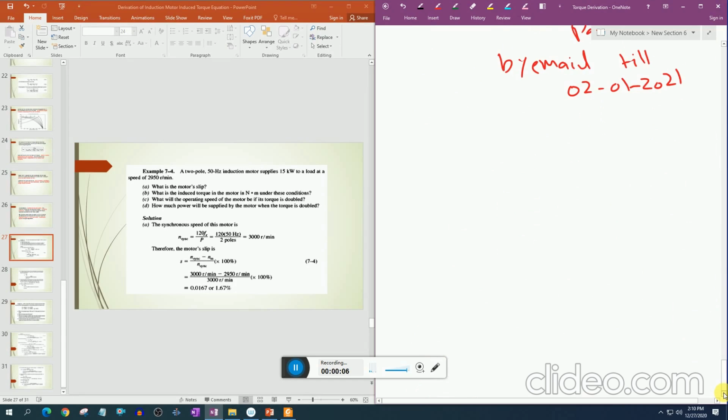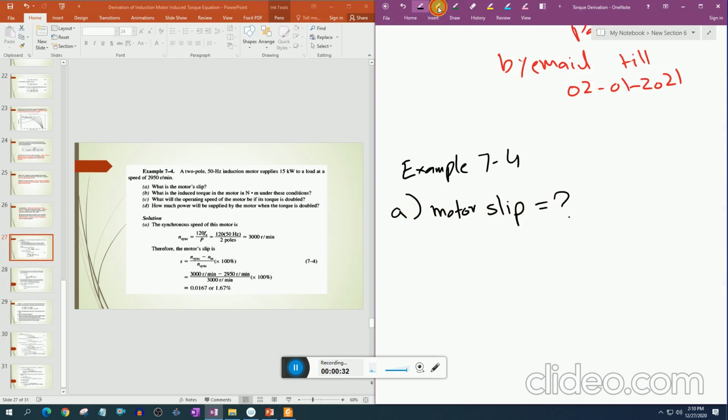Now there is example 7.4. A 2-pole 50 Hz induction motor supplies 15 kW at a load speed of 2950 revolutions per minute. First one, motor slip. What will be the motor slip?